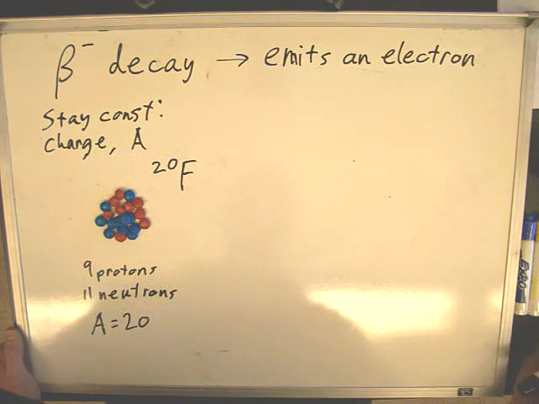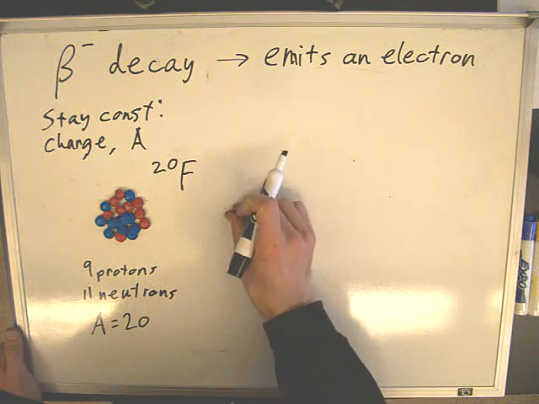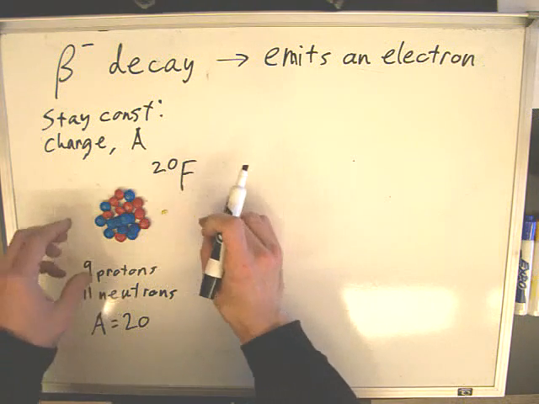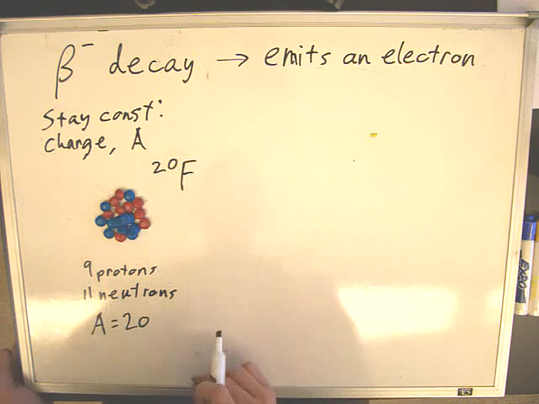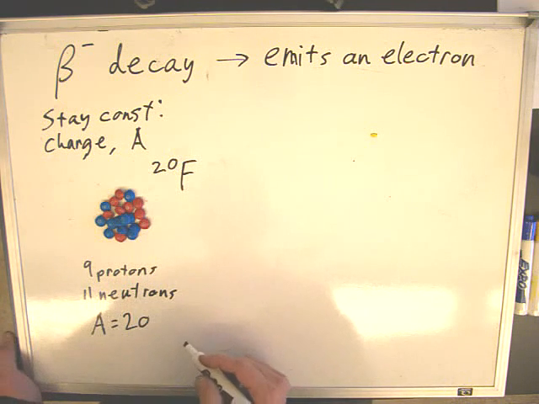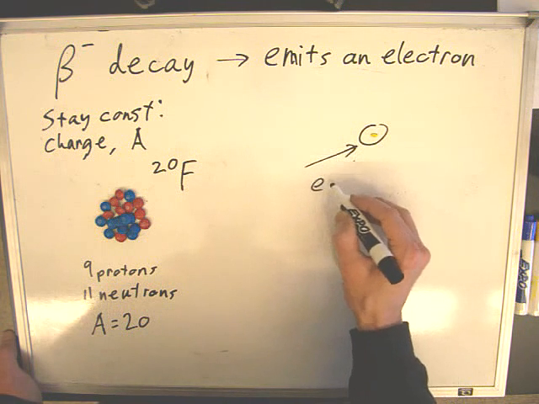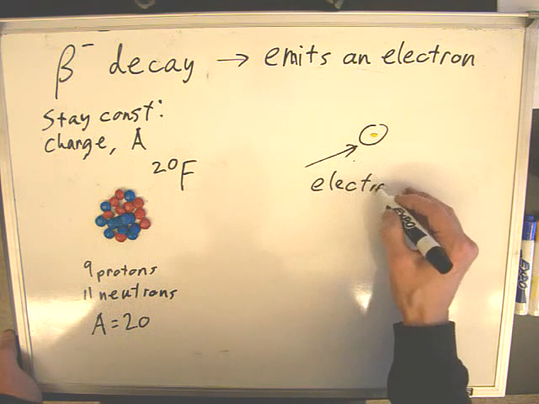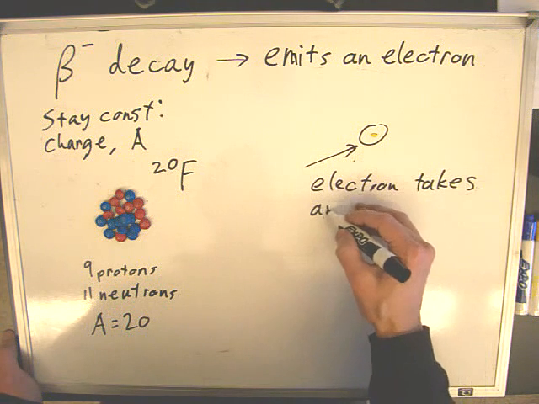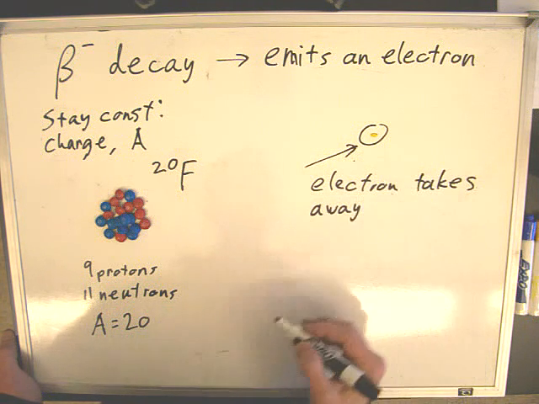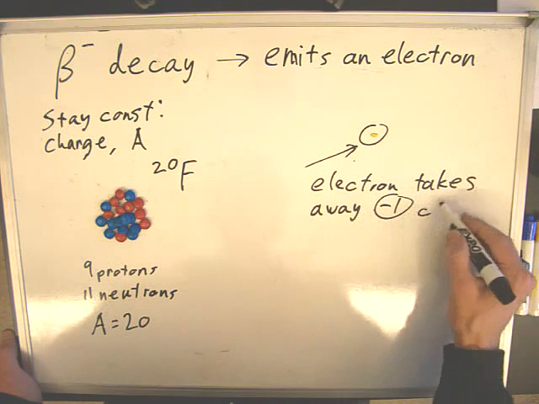How am I going to show that? Well, let's see. This is a little tricky now. Here's my electron. Here's my fluorine atom. It's going to emit the electron. What's going to happen to the nucleus now? Well, the electron takes away -1 charge.